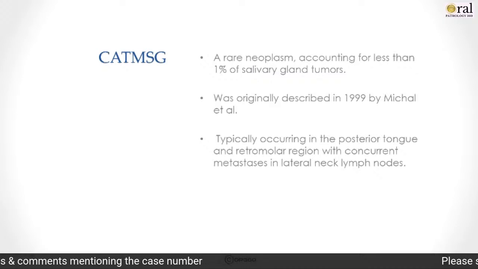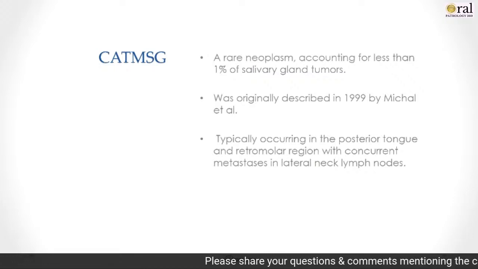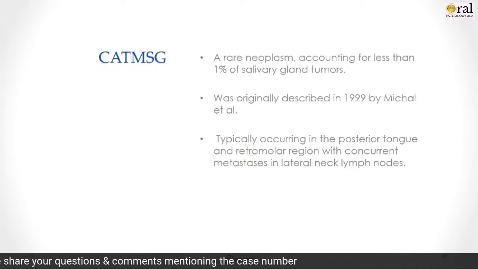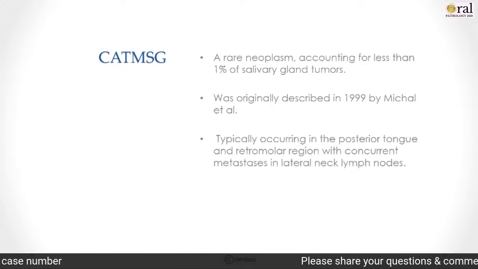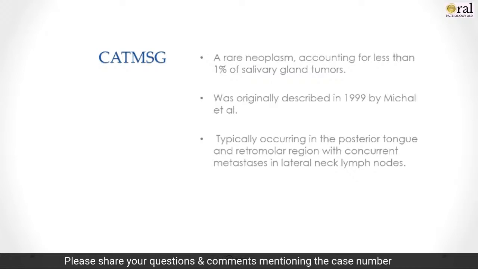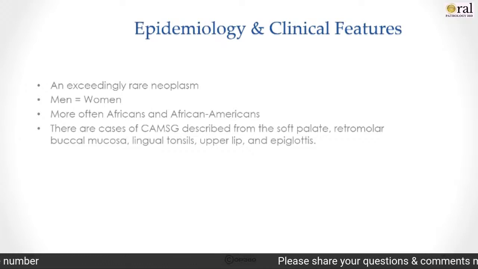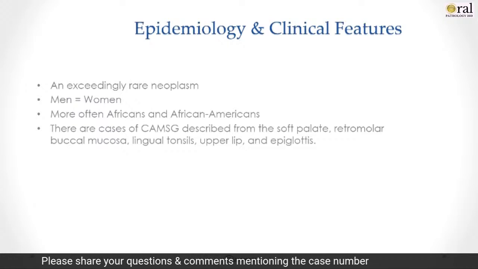It is an unusual, or let's say rare, neoplasm of salivary gland, which accounts for less than 1% of the tumors of salivary glands. It was originally described in 1999 by Michal, typically occurring in the posterior tongue and retromolar region with concurrent metastasis in the lateral neck lymph nodes. This exceedingly rare neoplasm occurs equally in males and females, with more cases in African Americans and Africans, and it primarily occurs in the posterior tongue.